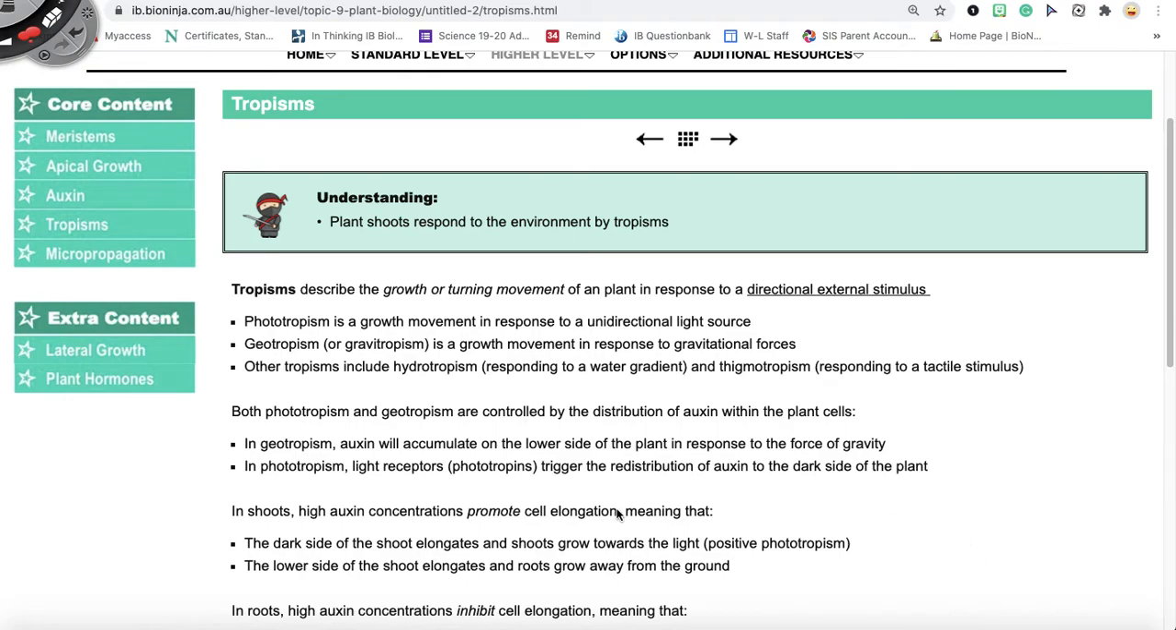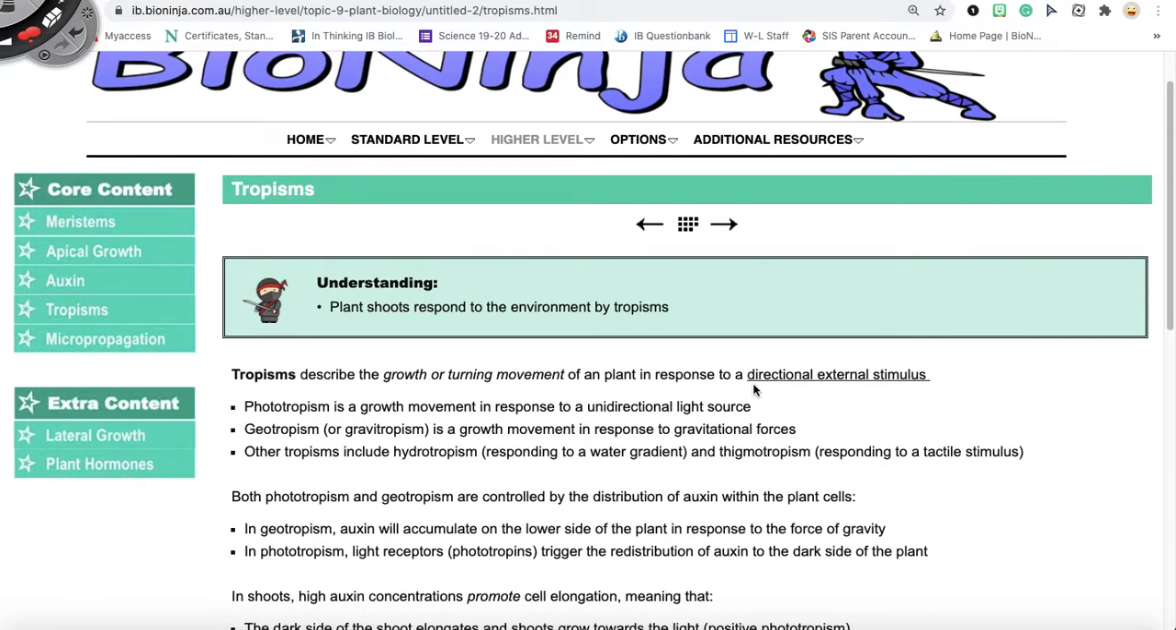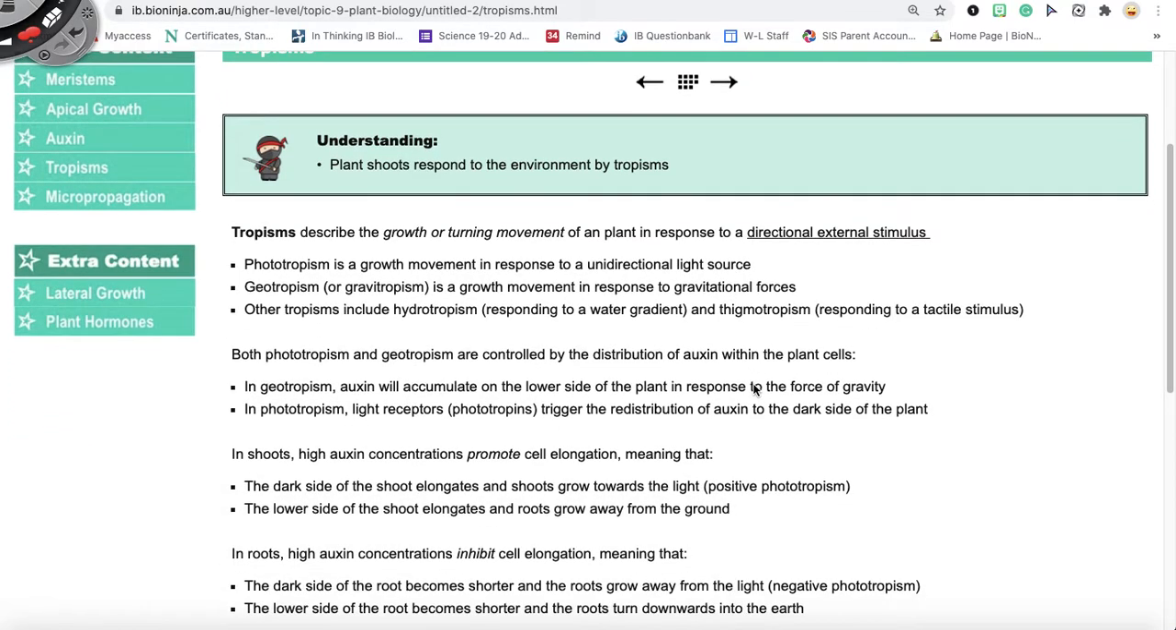IB Bio students. All right, today we're going to continue with 9.3 and we're going to look at tropisms. Now, the essential understanding says that plant shoots respond to the environment by tropisms. So what are tropisms? Tropisms describe the growth or turning movement of a plant in response to a directional external stimulus. So this directional external stimulus could be a different stimulus.